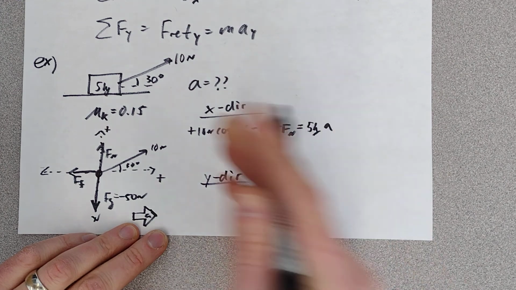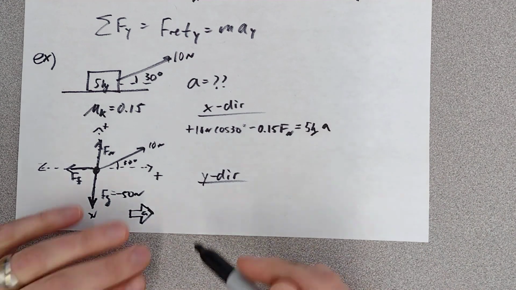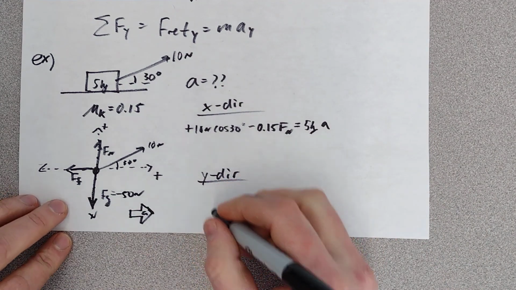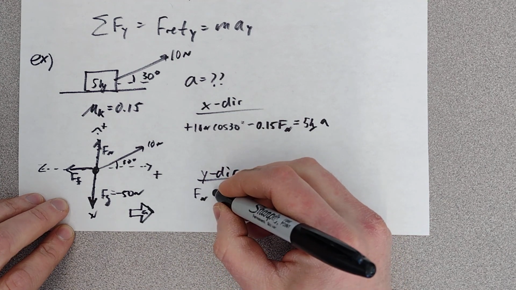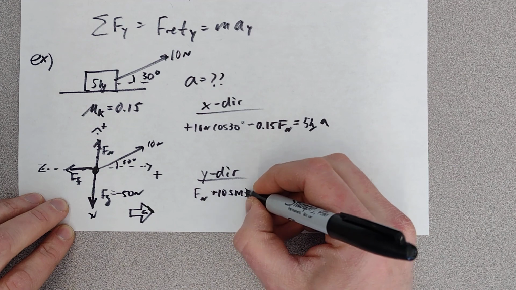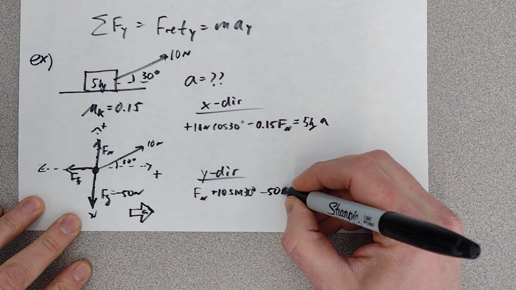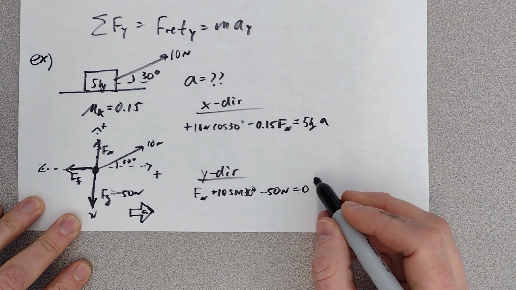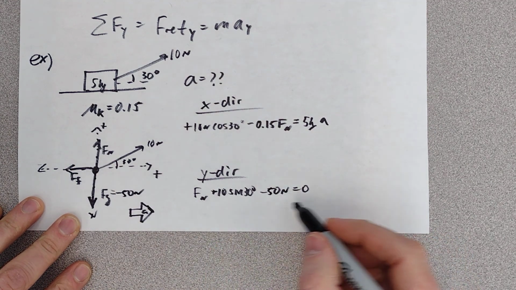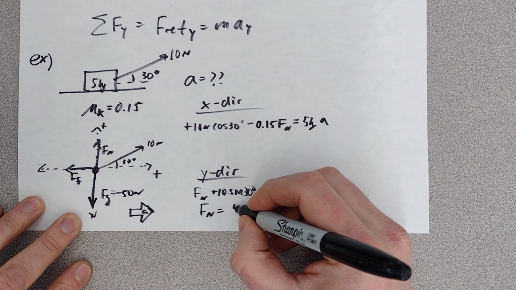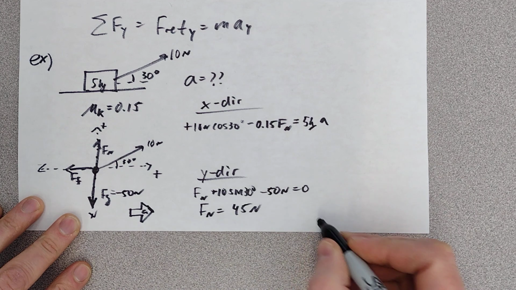I ran out of space, so I can't do it next to it, so I'll do it below. Usually I like to do it in two columns, then merge them together, but oh well. In the y direction now, I have Fn plus 10 times the sine of 30, which is going to be 5, minus 50 newtons has to equal 0, because ma in the y direction is 0. It's not accelerating in the y direction. So I solve this for Fn. I get Fn equals 45 newtons. This is 5, so 50 minus 5 is 45.